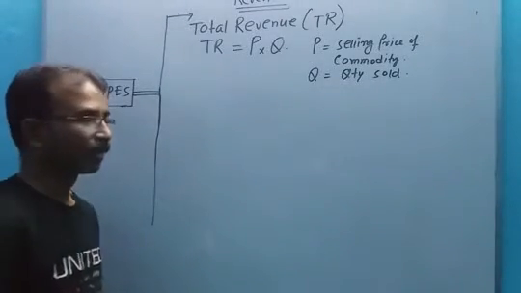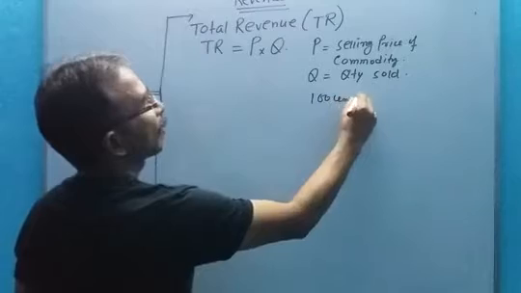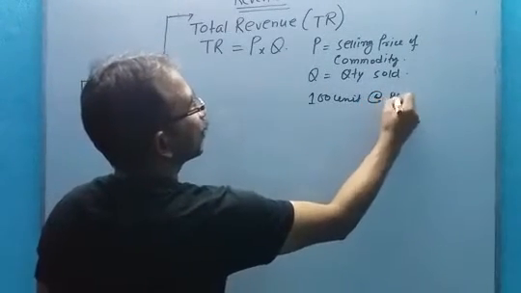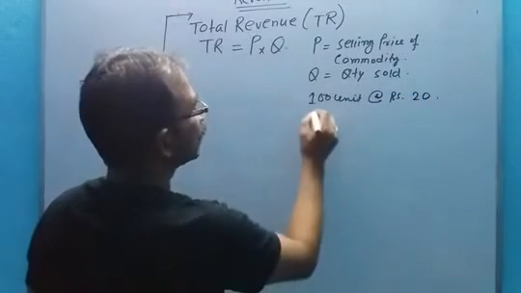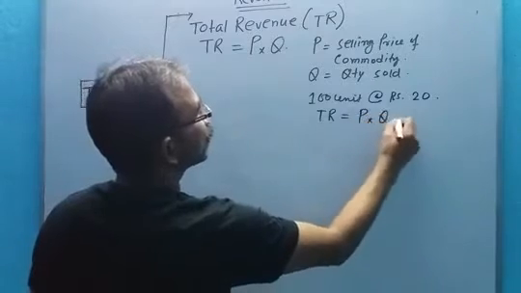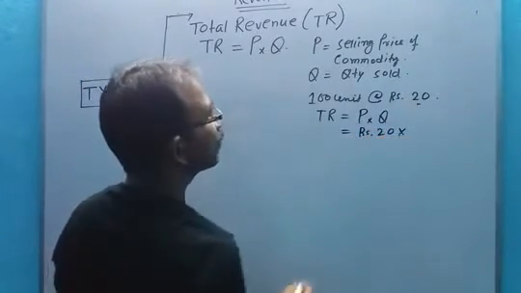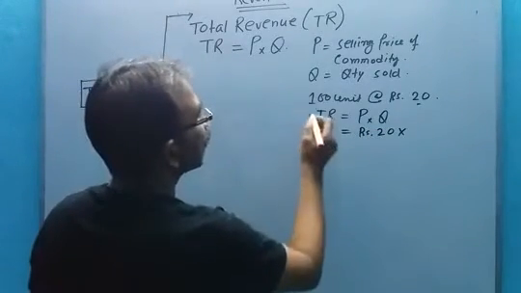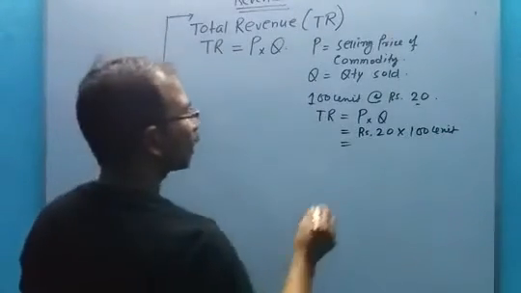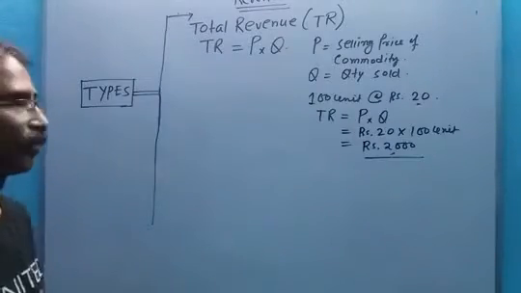Say for example, if I sold 100 units of markers to the market, and if the price per marker is rupees 20, then what will be the total revenue? The total revenue will be P into Q, right? What is P? The price of the commodity is rupees 20, and the quantity I am selling is 100 units. If I multiply rupees 20 into 100 units, it comes to 2000 rupees. So this is the concept of total revenue. Clear?